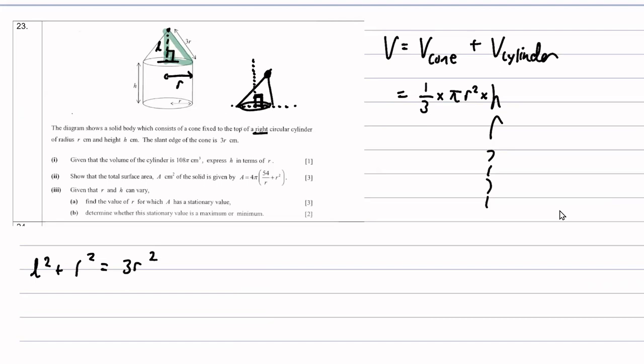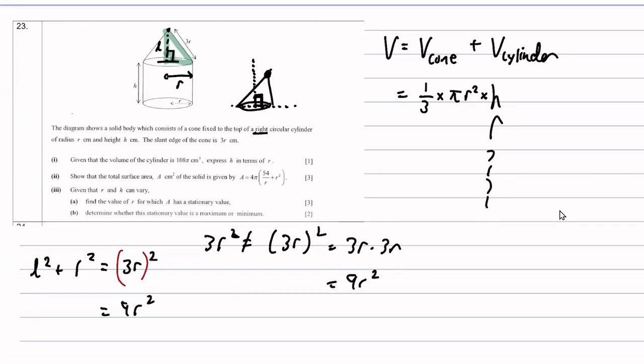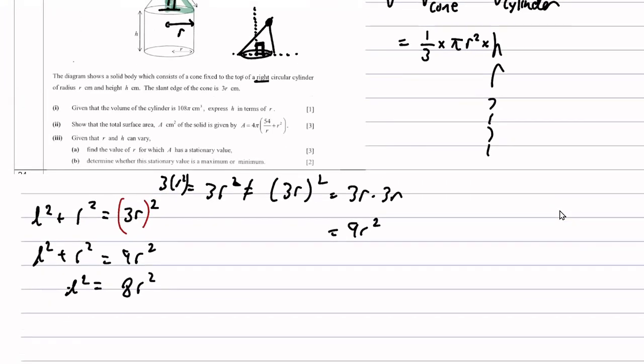Wrong. What's wrong? Missing a pair of brackets. Please take note. 3r squared is not the same as (3r) squared. This is 3r times 3r, which is 9r squared. 3r squared is the same as 3 times r squared. Just take note that the brackets matter. Anyways, L squared plus r squared equals 9r squared. So therefore L squared equals 8r squared. Just subtract one copy of r squared. 9 apples minus 1 apple gives you 8 apples.